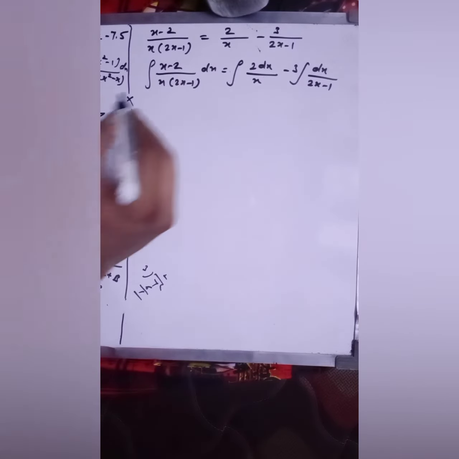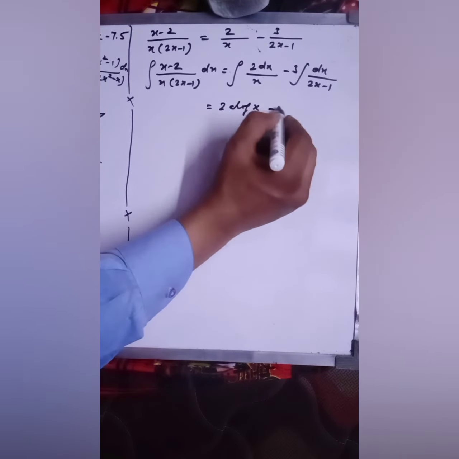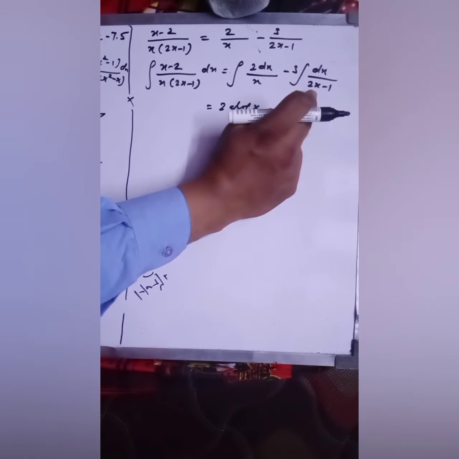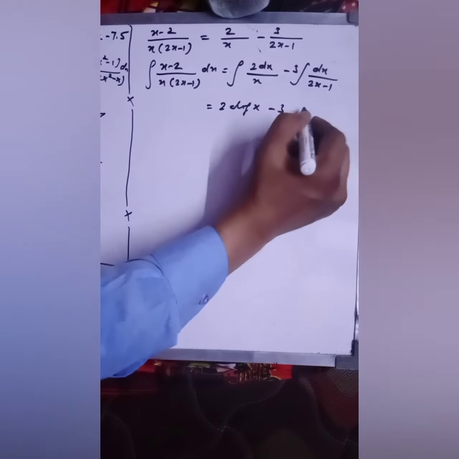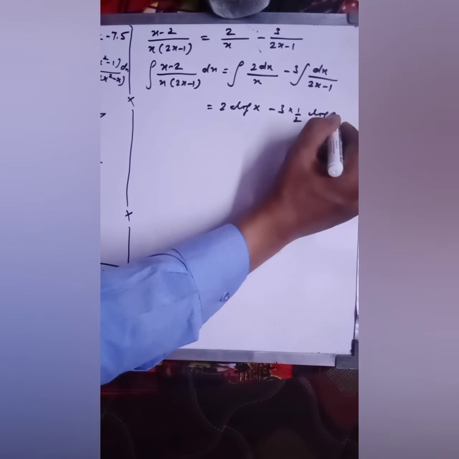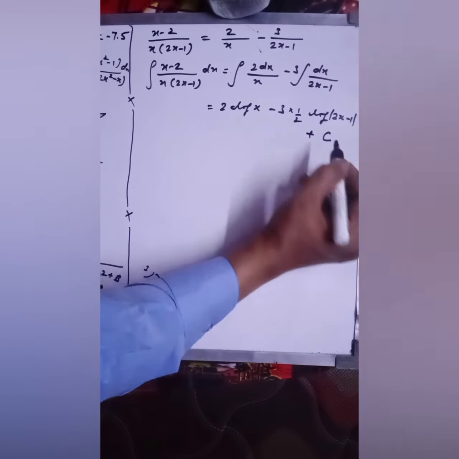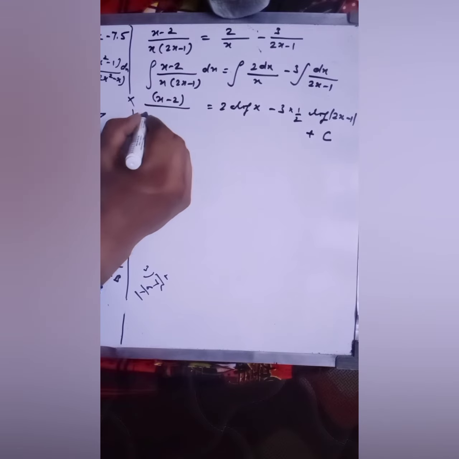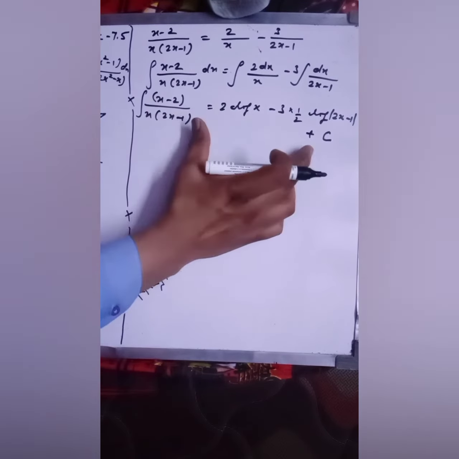Got it? So the integral of this will be 2 log x minus, similarly the integration of this part would be half log 2x minus 1 plus c. Okay, so this is your I1.